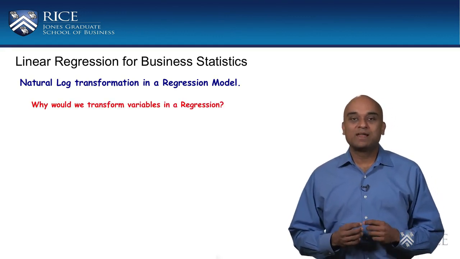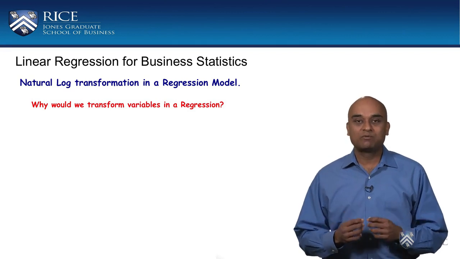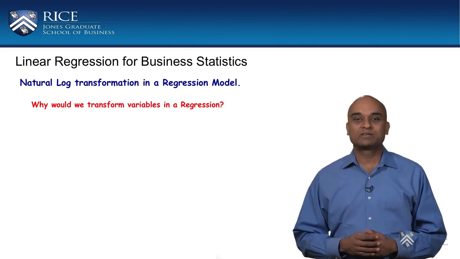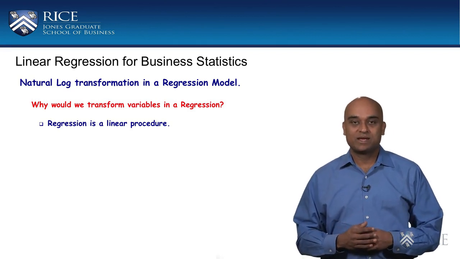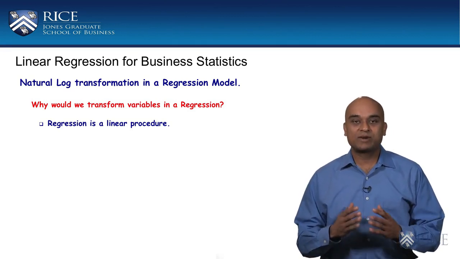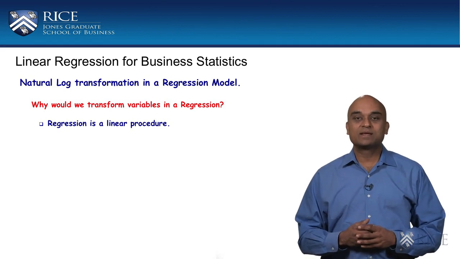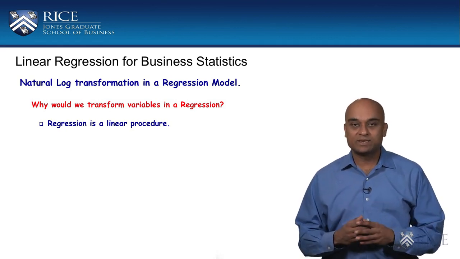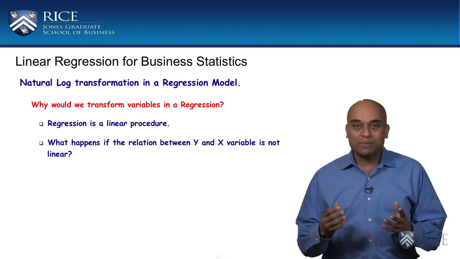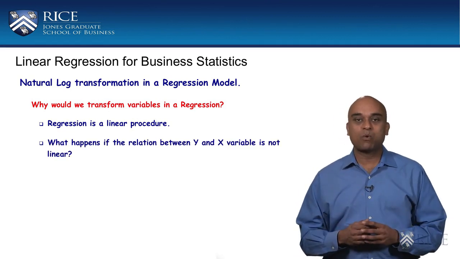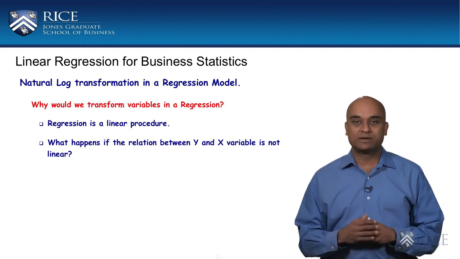But before that, let us understand why we would want to transform variables in a regression. Recollect that regression is a linear procedure, that is, it fits a straight line through the data. It establishes a linear relationship between the y and x variables. What happens if the actual relationship between the y and x variable is not linear?